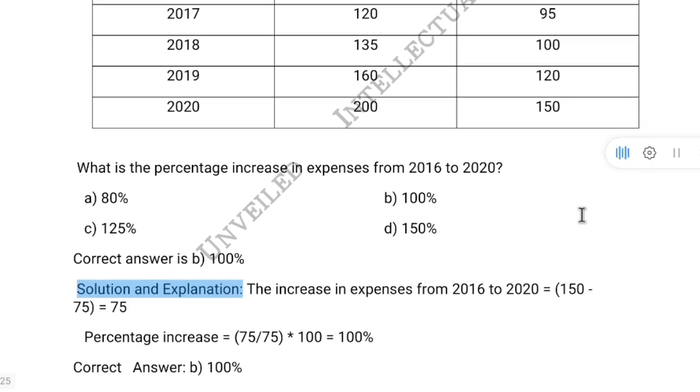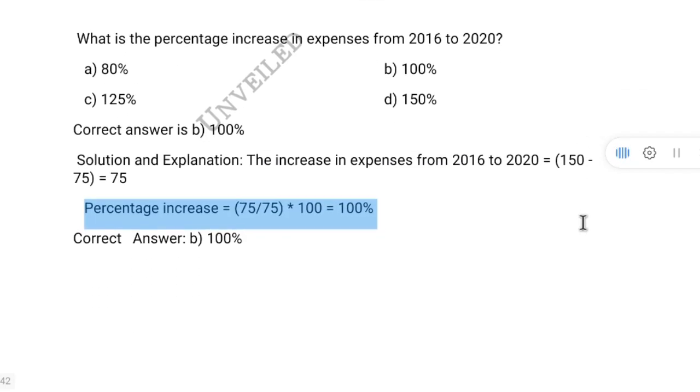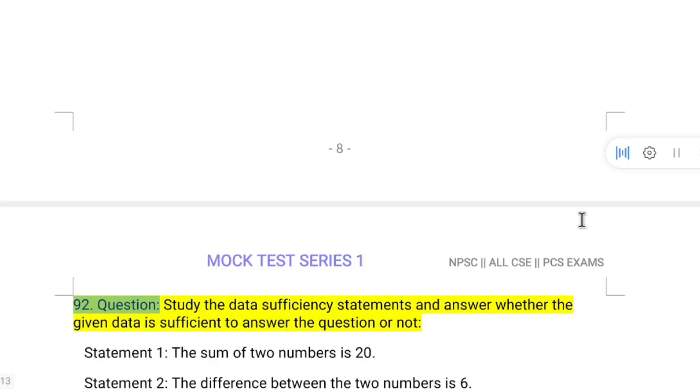Solution and explanation. The increase in expenses from 2016 to 2020 equals 150 minus 75 equals 75. Percentage increase equals 75 over 75, times 100, equals 100%. Correct answer, B, 100%.